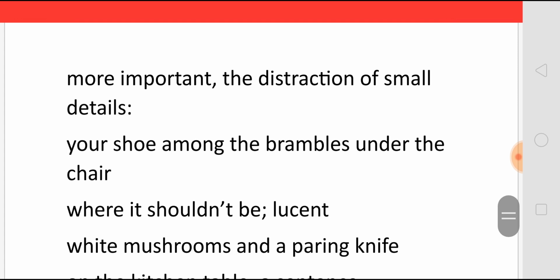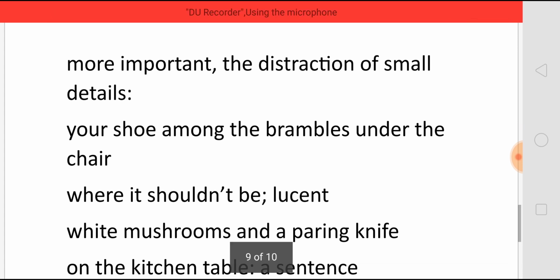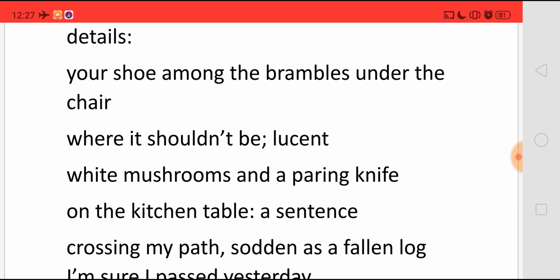More important, the distraction of small details. More than that, there are so many small details which can distract you from reaching your path. Your shoe among the brambles under the chair. Mainly, brambles means thorns. Your shoe is caught in these thorns which is under the chair. Now, chair means it is a house. Where it shouldn't be. The shoes shouldn't be in the thorns. But I am in the thorns. That is, I am held back by my domestic house.